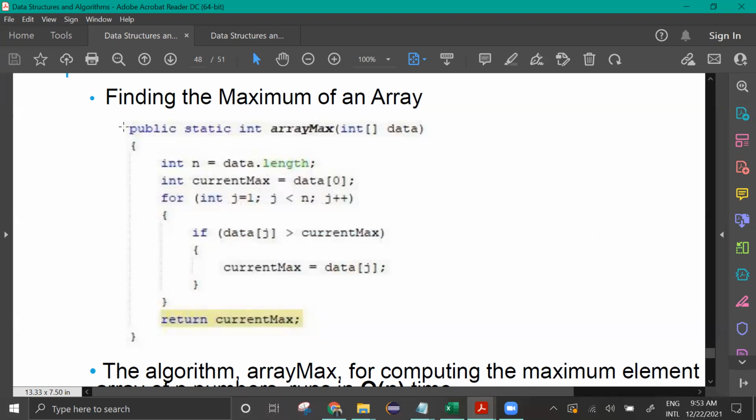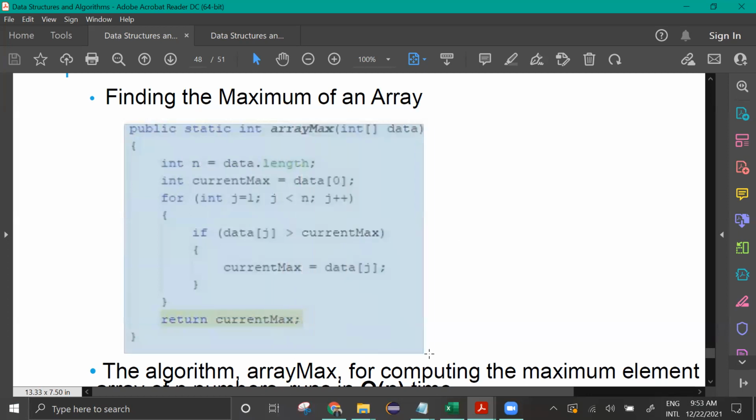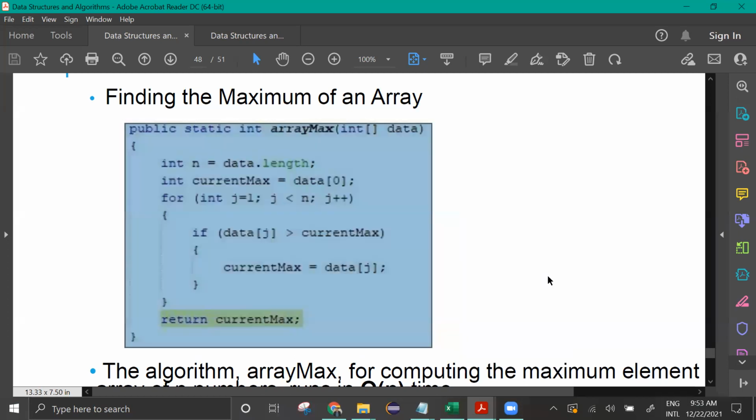Okay, so can anyone tell me what the big O value of this method is? What is the big O value of this method?